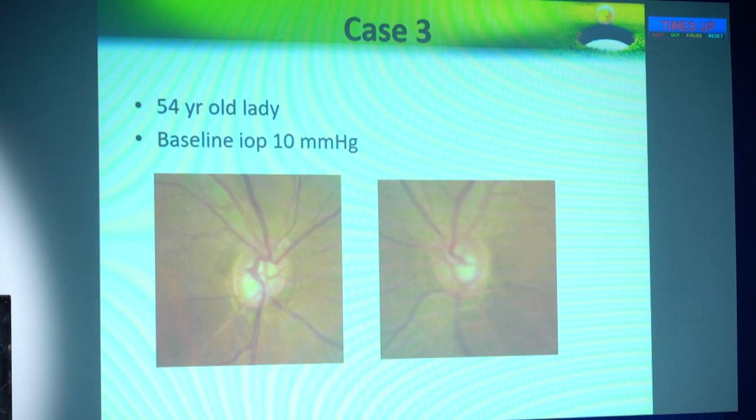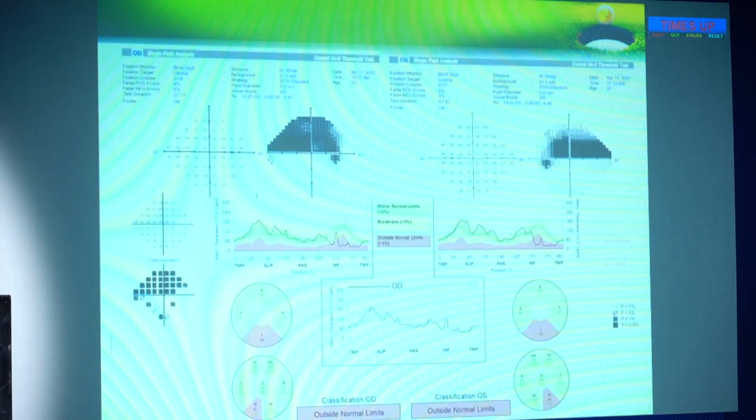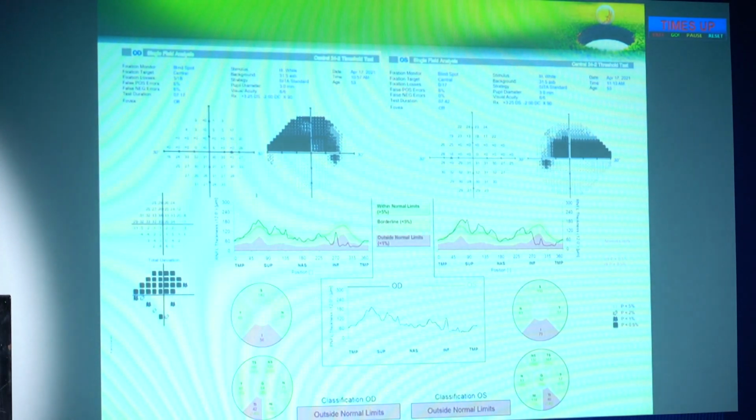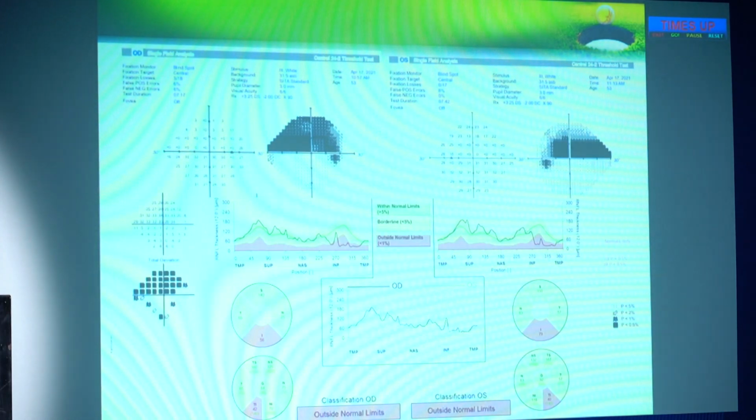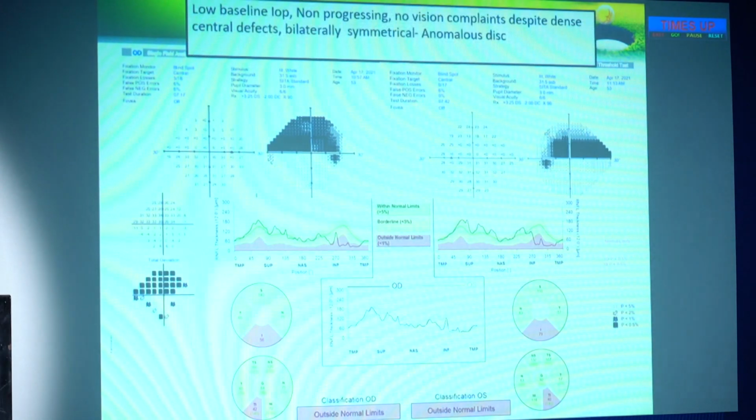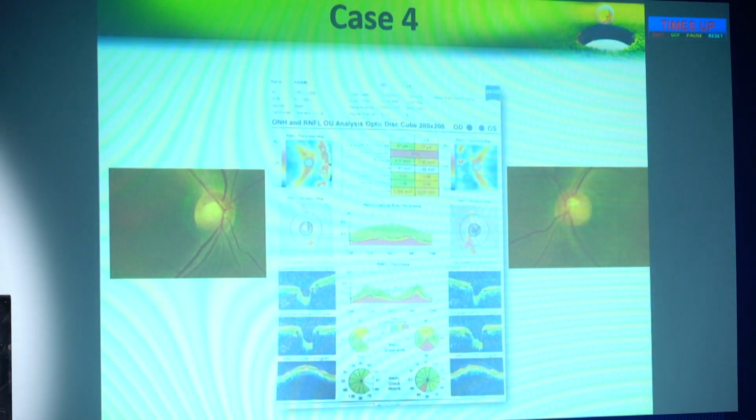So she also had a baseline intraocular pressure of only 10 millimeters of mercury. So again here, what is striking is the symmetry in both the structural and the functional tests. She was absolutely symptom free, though the central field was markedly involved, there were no visual symptoms whatsoever. So in the light of the above said findings, the question is whether we were dealing with an anomalous disc. So talking about case 4, this was a recently seen patient who was treated as NTG outside.